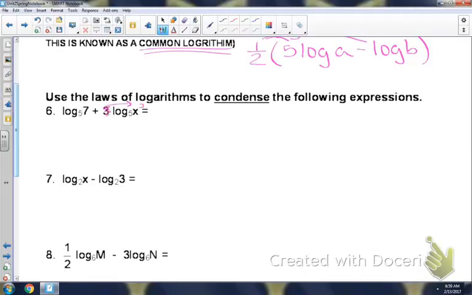And then notice we're adding those. So to condense, when you're adding, you're going to be multiplying them. So log base 5 of 7x cubed. And that would be my answer there. So you're doing the opposite of what we were doing. So if you're adding it to condense it into 1, you need to multiply them together. Don't forget the base. The base never changes.